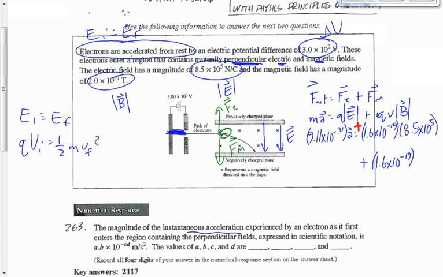Okay, we know what Q is. It's 1.6 times 10 to the minus 19. The potential difference is given to me as 300 volts.